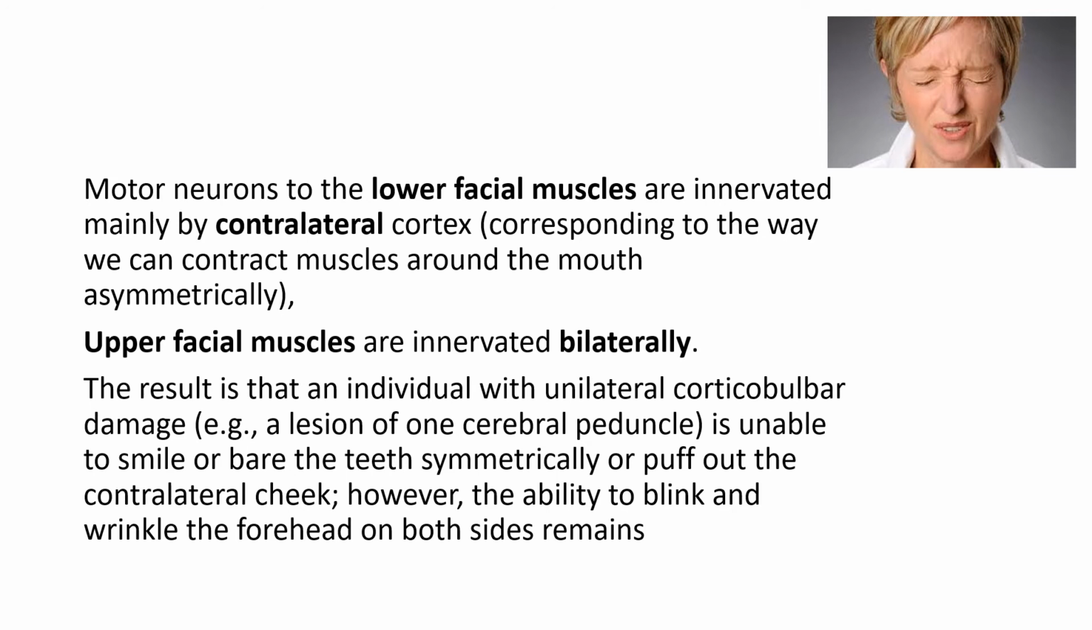The result is that an individual with unilateral corticobulbar damage, a lesion in one cerebral peduncle, for example, is unable to smile or show their teeth symmetrically or puff out the contralateral cheek. However, the ability to blink and wrinkle the forehead on both sides remains. Hence the stroke aspect of stroke is eyebrow sparing.